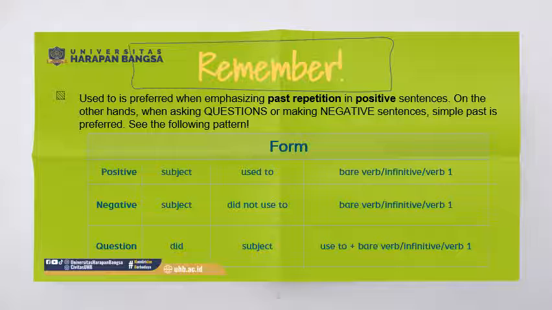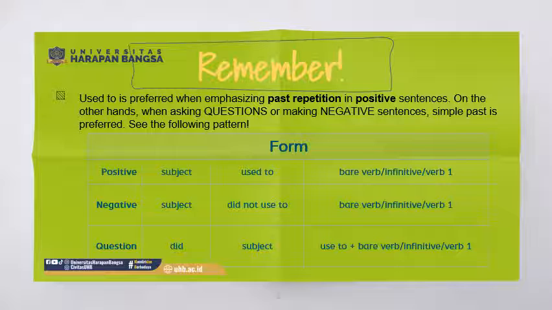Now what about the negative sentence? For the negative sentence, we can have subject followed by did not use to or didn't use to, followed by bare verb or infinitive or verb 1. Now see the pattern for negative sentence. You already have did. So that's why the form that you use is use without D.